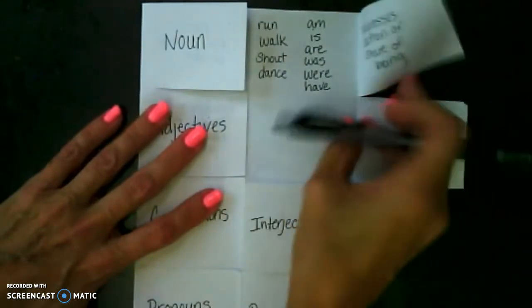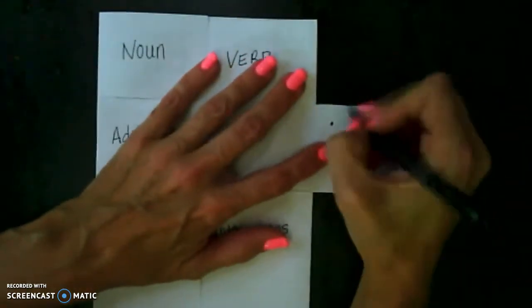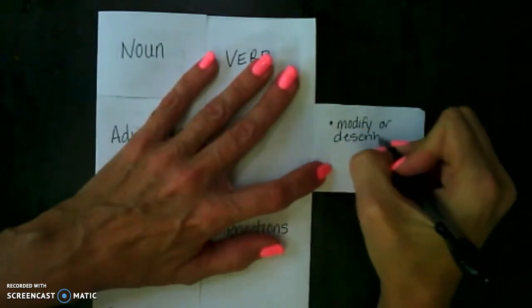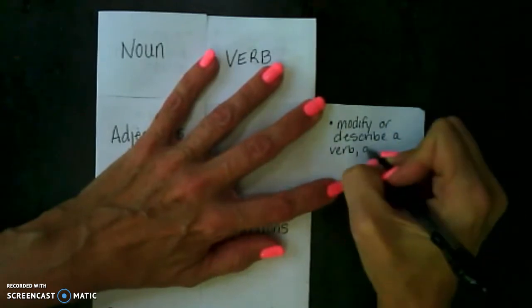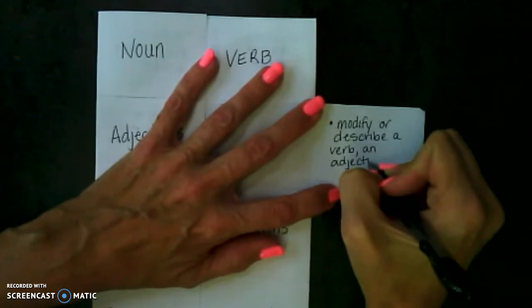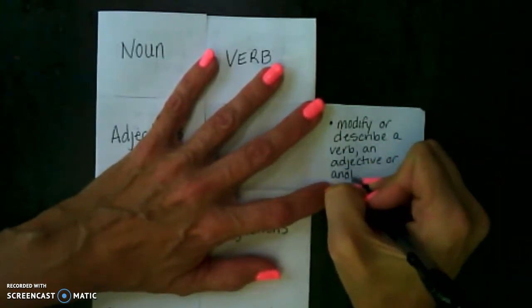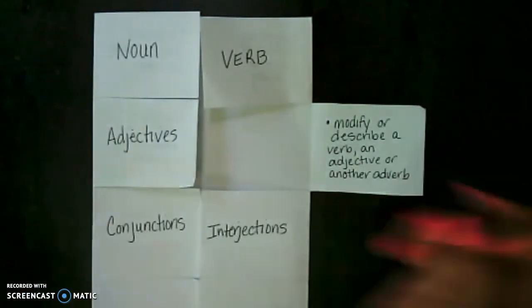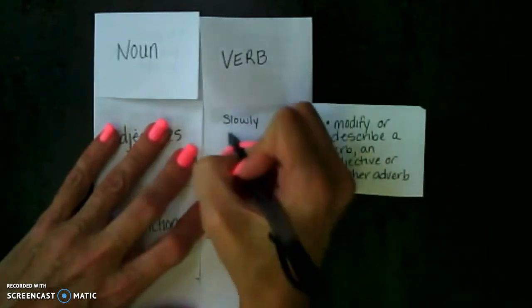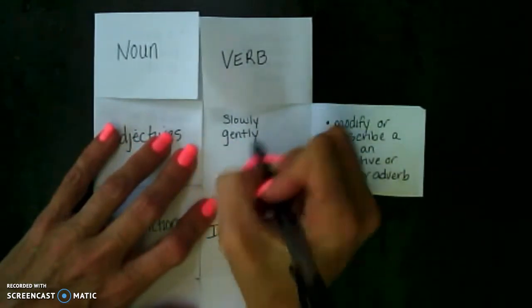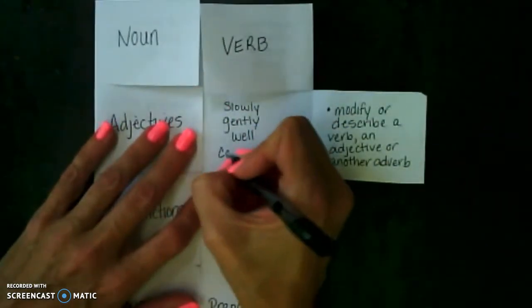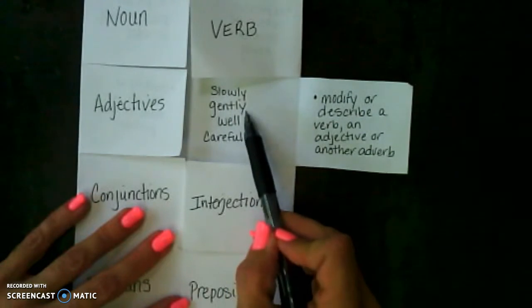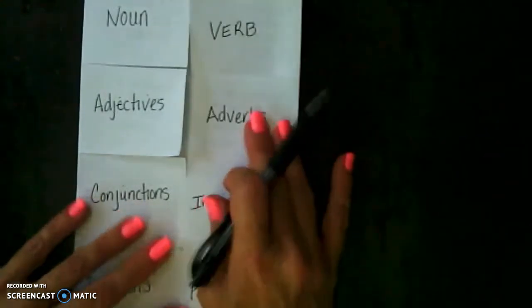Now we have adverbs, and adverbs actually modify or describe a verb, an adjective, or another adverb. So our examples for adverb are slowly, gently, well, and carefully. Notice how these adverbs, some of them end in ly. That is a hint for you to look for that ly.